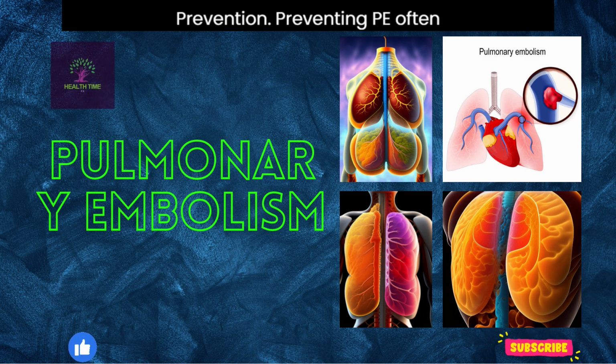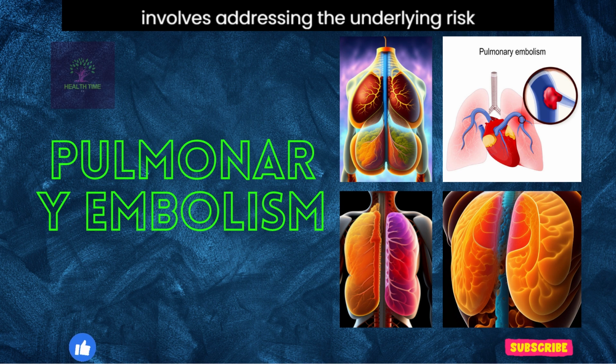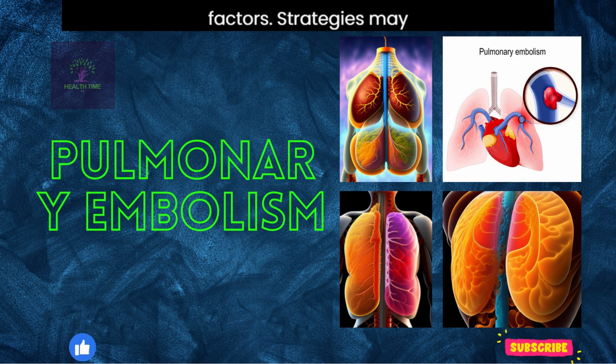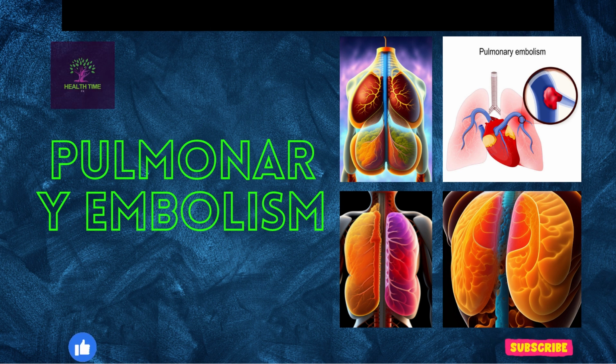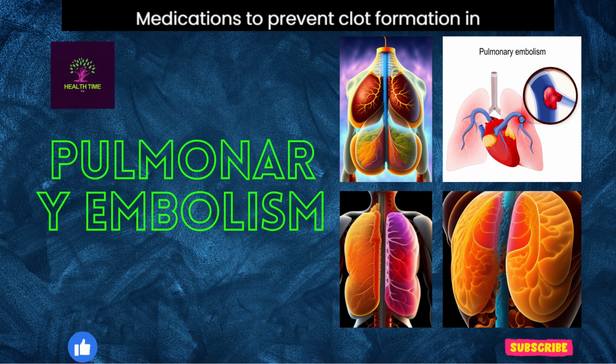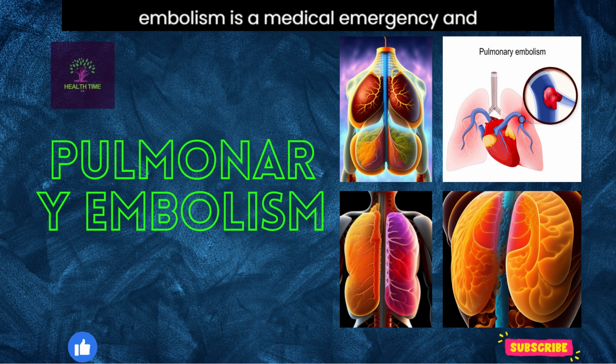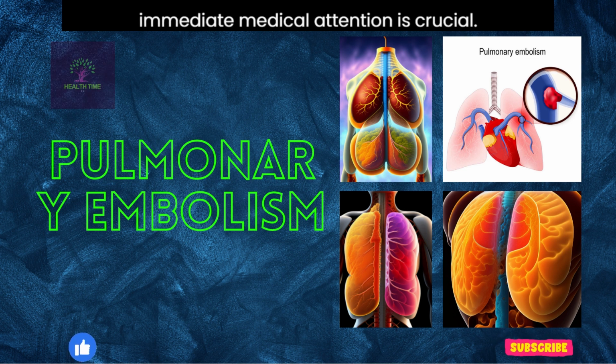6. Prevention. Preventing PE often involves addressing the underlying risk factors. Strategies may include staying active and avoiding prolonged periods of immobility, using compression stockings, and medications to prevent clot formation in high-risk individuals. Pulmonary embolism is a medical emergency, and immediate medical attention is crucial.